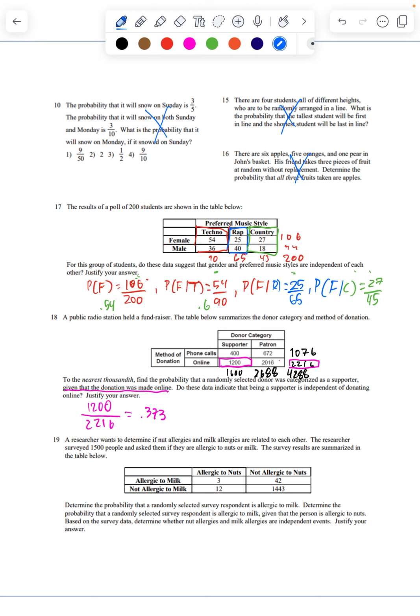All right. Now it's asking, does this suggest that being a supporter is independent of donating online? Now it's asking you to check, what's the probability of being a supporter? That's 1600, and out of how many people are we counting? That's our total, 4288. So that's also going to give you 0.373. And because these equal each other, then yeah, they're independent. Independent, right? Not Democrat or Republican, they're independent. The events are independent of each other.